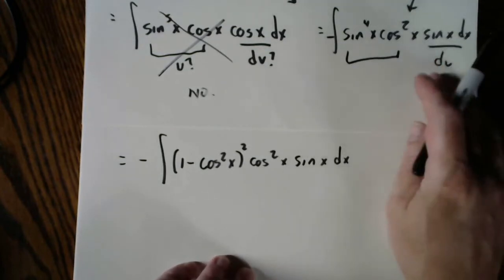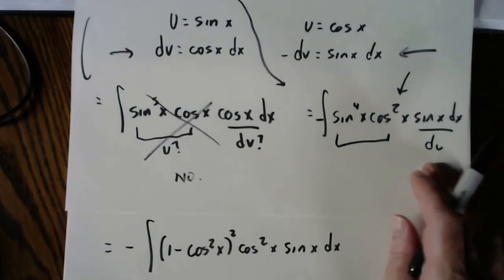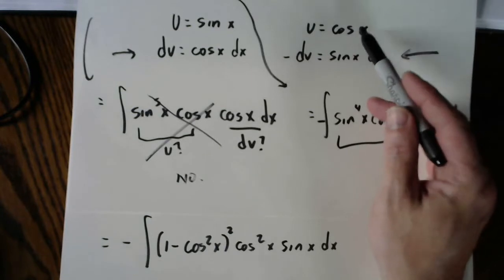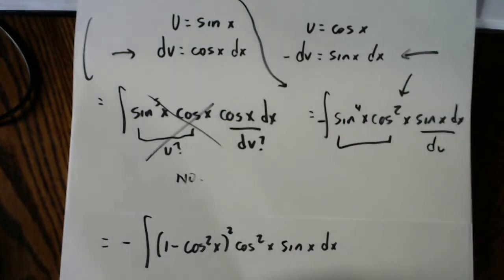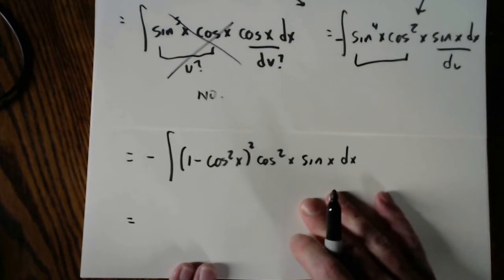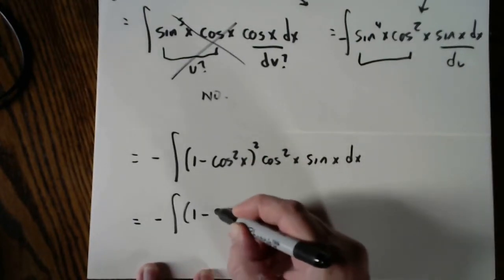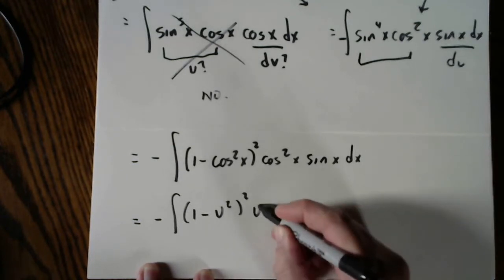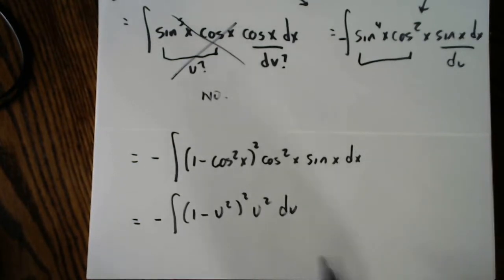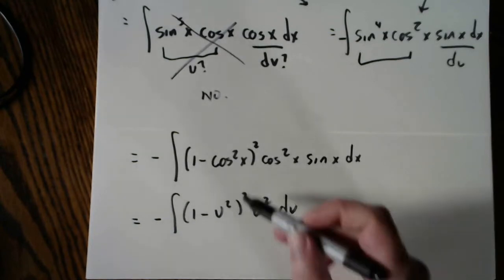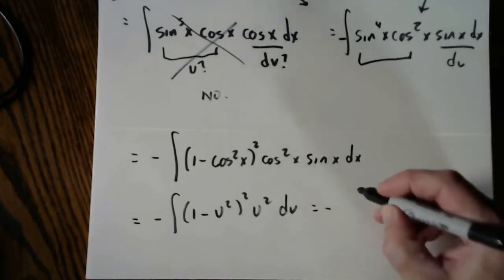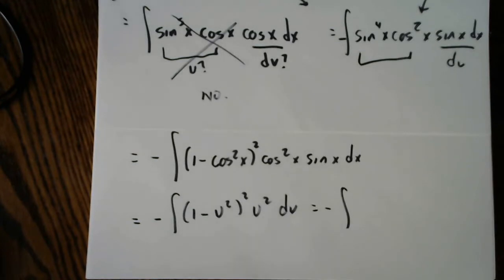Okay, so this is the appropriate u substitution. I'll do that right now. I have to come down here. Letting cosine be u, I have 1 minus u squared, squared, times u squared du. And you might say, well, look at this mess we have, and it's sort of a mess, but this is really just a polynomial in disguise. I FOIL this out and distribute the u squared. This is just a polynomial.